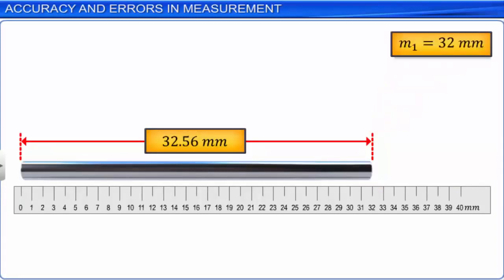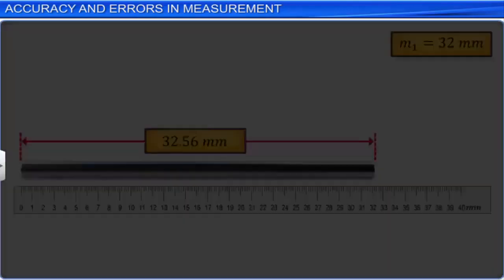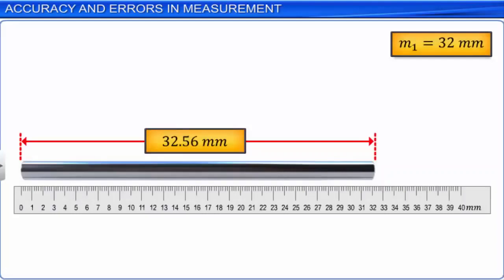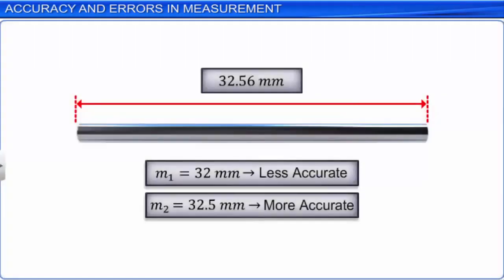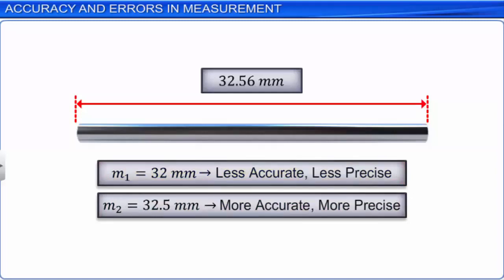Let us call this measurement M1. Using the second instrument, with a resolution of 0.1 mm, we obtain the measured value as 32.5 mm. Let us call this M2. Here, M2 is more accurate as it is closer to the object's true value than M1. Also, M2 is more precise as the resolution of the instrument used is greater than that of the first one.